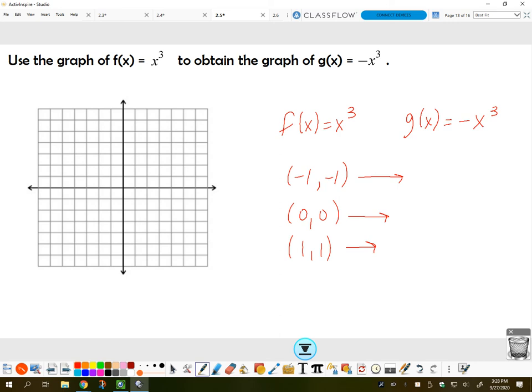Okay, so there's a negative on the outside. That's going to change the sign of the y's. So we're going to take all of our y's and multiply by -1. So that gives us a point here, a point here, and a point here. And remember that this function looks like this. So this is going to be a reflection of that.